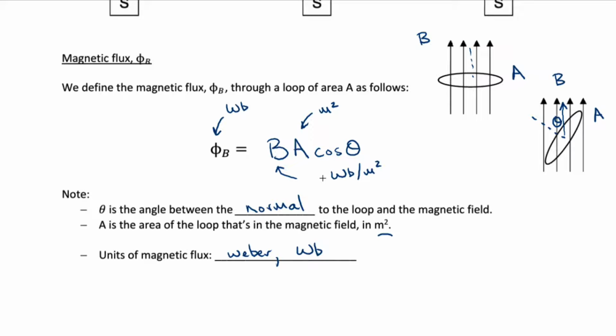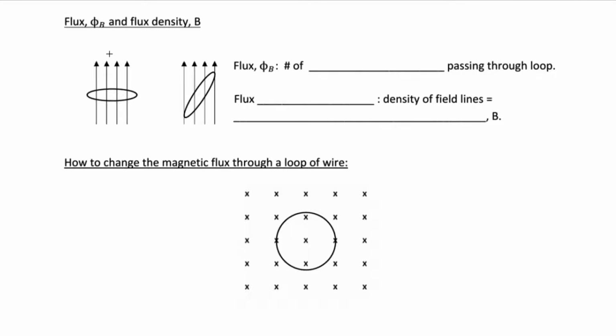And 1 Weber per meter squared is equivalent to 1 Tesla. So Tesla is a unit of magnetic field strength, so is Weber per meter squared. Let's introduce a little bit more language.